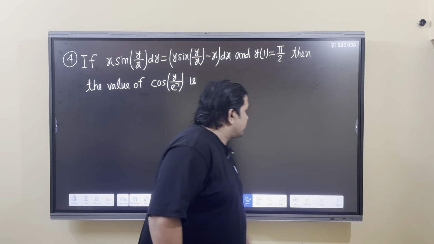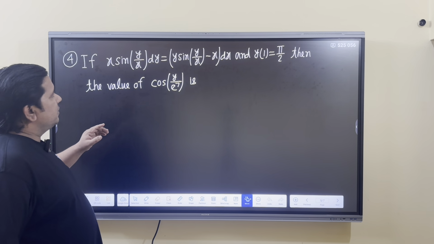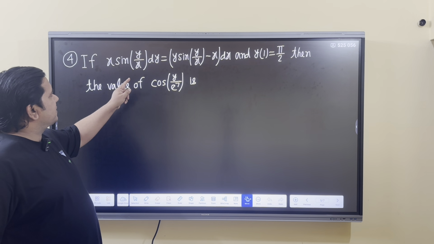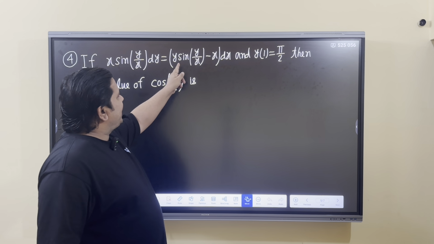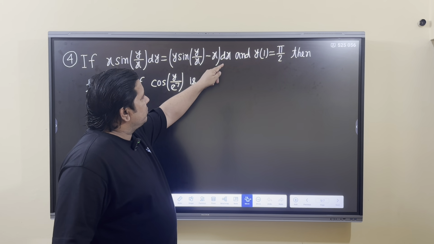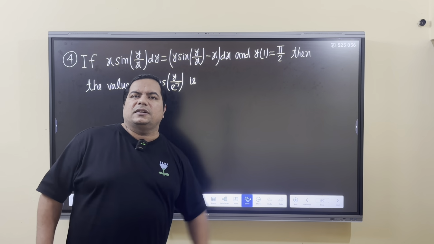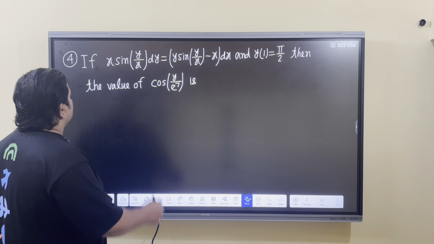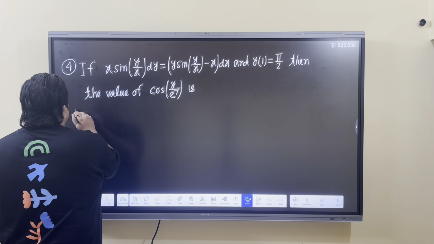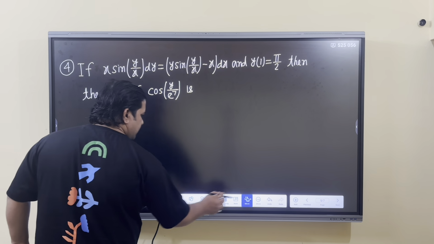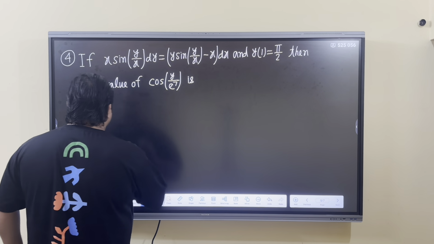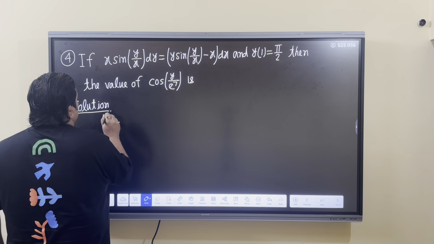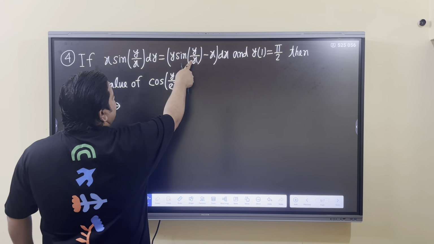Okay, then next question. This is the next question. So over here, x into sine y by x dy equal to y into sine y by x minus x into dx, and y of 1 is pi by 2. Then we have to find cos y by e power 7. So over here also we can observe that this sine y by x is common in both.